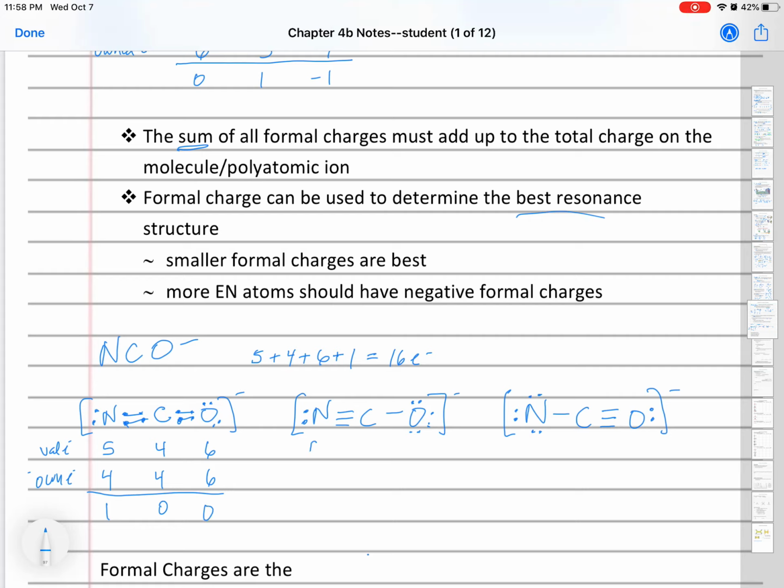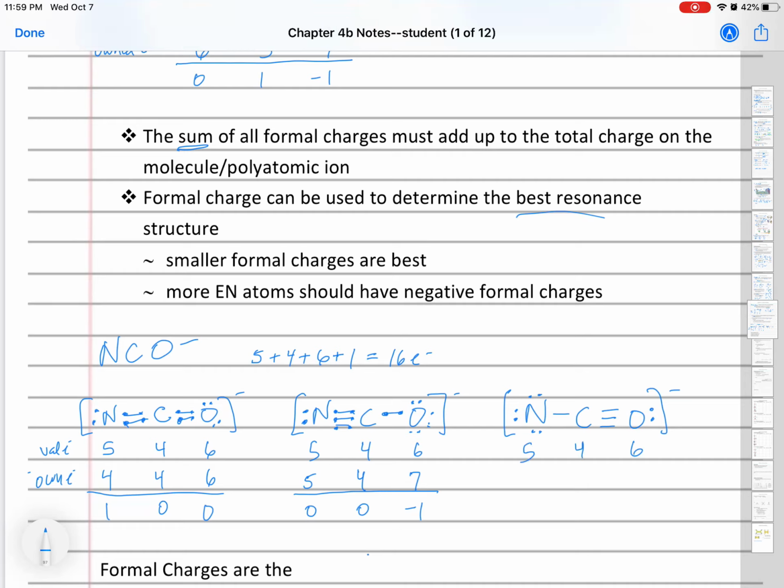Let's do it for the second one. Nitrogen, carbon, and oxygen always have the same number of valence electrons. In this molecule as drawn, the nitrogen has 1, 2, 3, 4, 5 owned electrons. The carbon has 1, 2, 3, 4. And the oxygen has 1, 2, 3, 4, 5, 6, 7. So 6 from the lone pairs and 1 from the bond. So the formal charges here would be 0, 0, and -1.